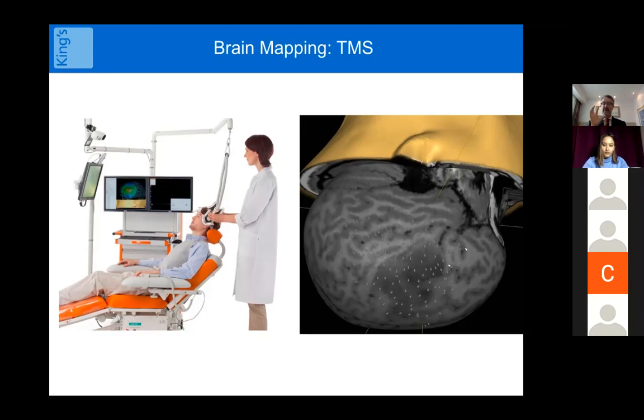So TMS is one tool that we have to try and identify motor and language areas before we take the patient to theater. And as you can understand, this is very important for us to then plan our surgical approach to tumors.